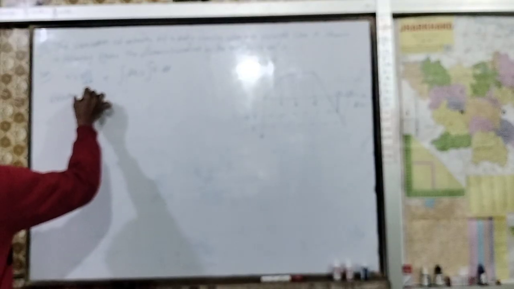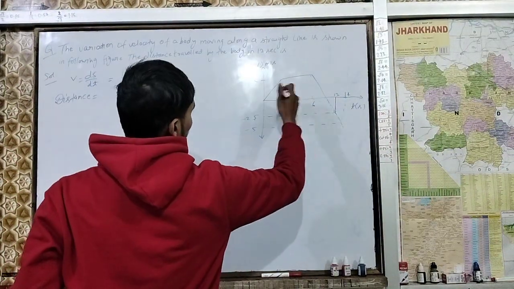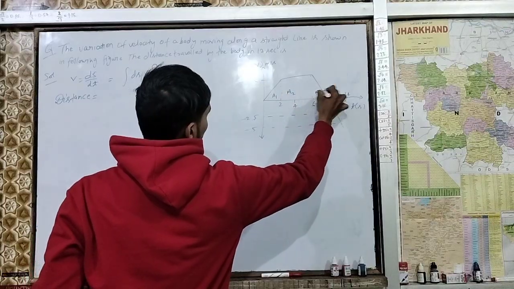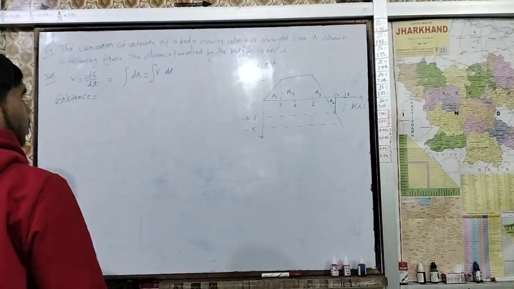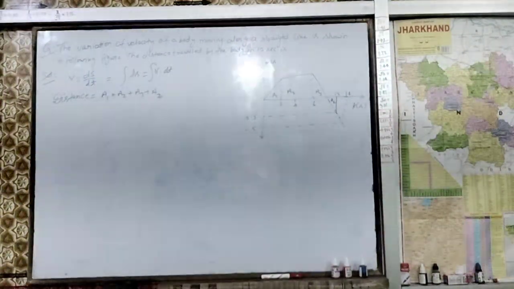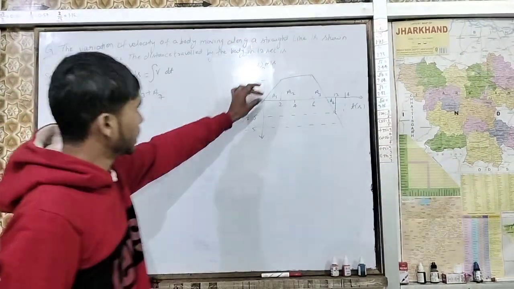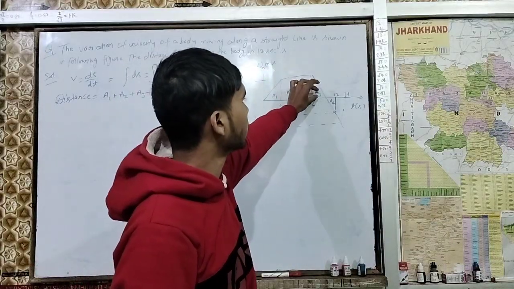For distance, it is very simple. We just add all. This is A1, A2, A3, A4. We don't need to go from 12 because it is not compulsory by the equation. So distance will be A1 plus A2 plus A3 plus A4, where A is area. You can see, this A1 is a triangle, A2 is a square, A3 is a triangle, A4 is also a triangle. Only A2 is a square.